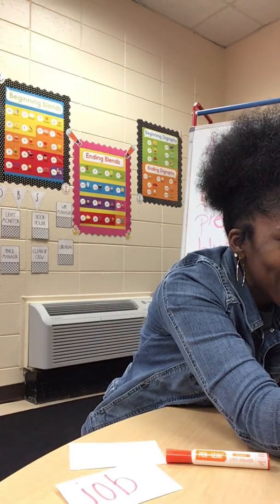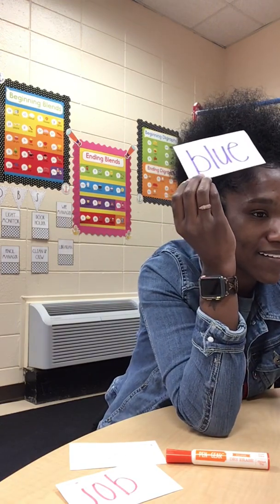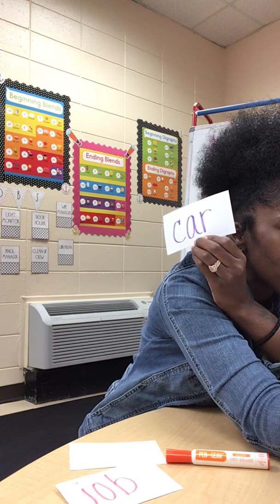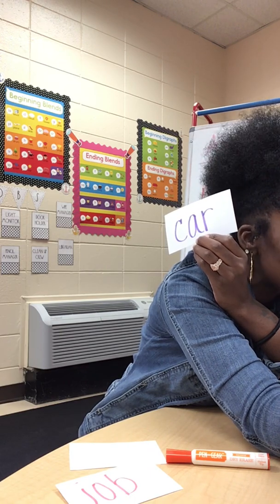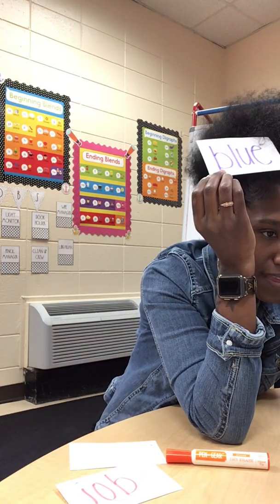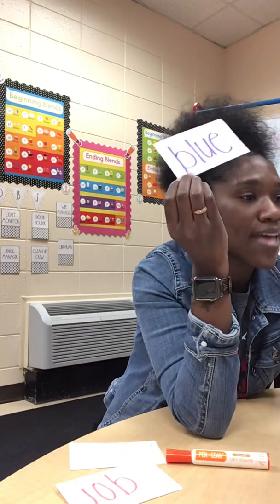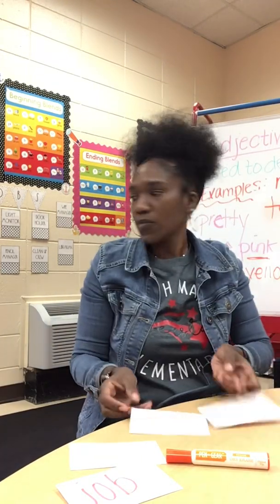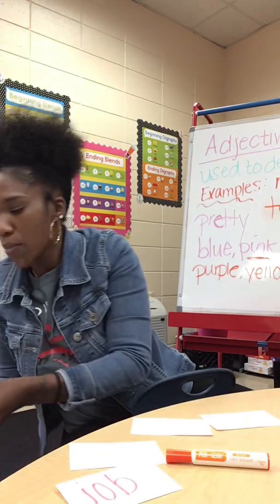Can y'all read these? What does this word say? Blue. Good job, blue. Blue car. So which word is the noun? This is the what? Adjective. What is this one? A noun. Very good. Because blue is the adjective that describes this noun, which is the word car. Blue car. All right. And we're going to try one more.